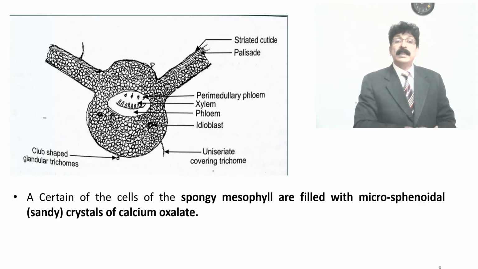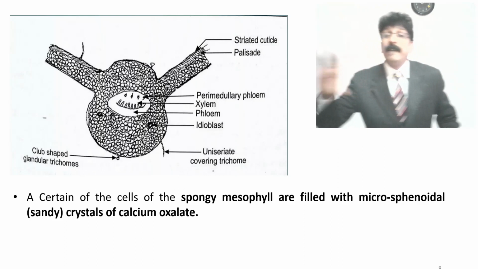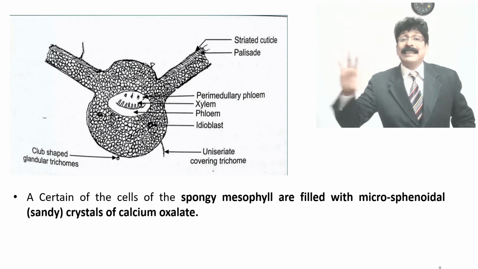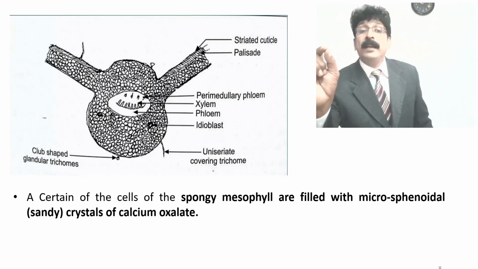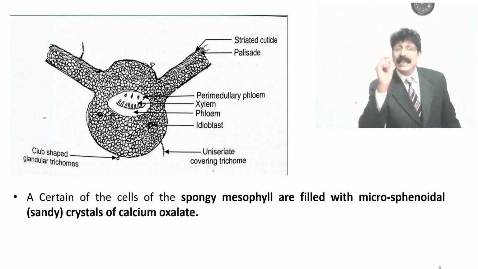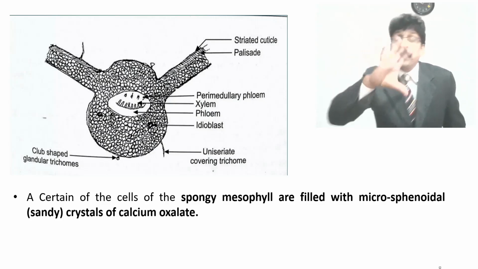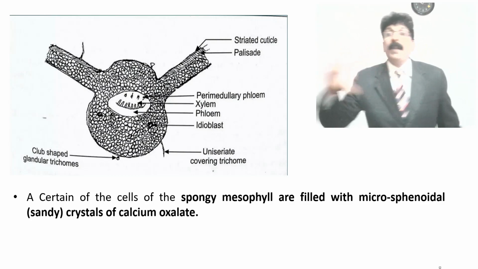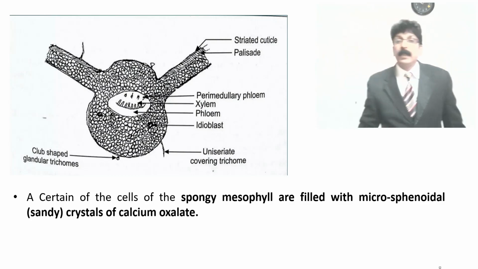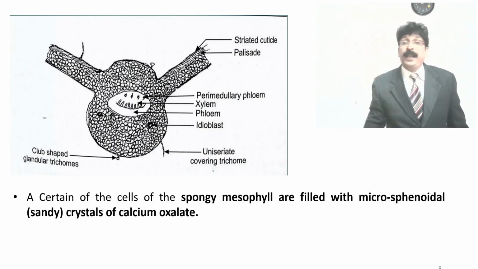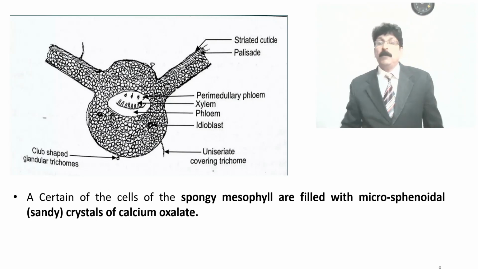Certain cells of the spongy mesophyll area, the lamina area below the palisade cells, are filled with microsphenoid crystals, sandy crystals of calcium oxalate. So where are calcium oxalate crystals present? In the lamina. Lamina means the leaf side projected area, which we can say is the spongy mesophyll area. The crystals may be present in the midrib also, but more will be found in the lamina.